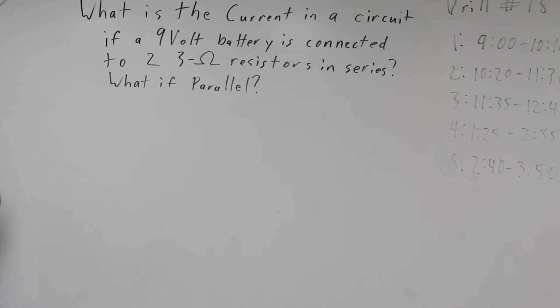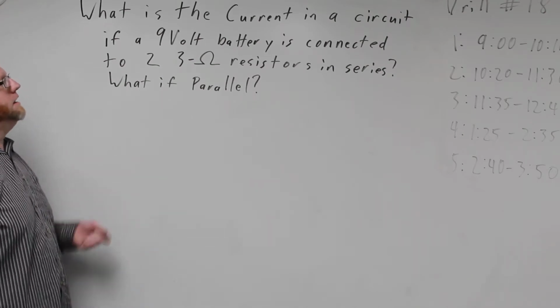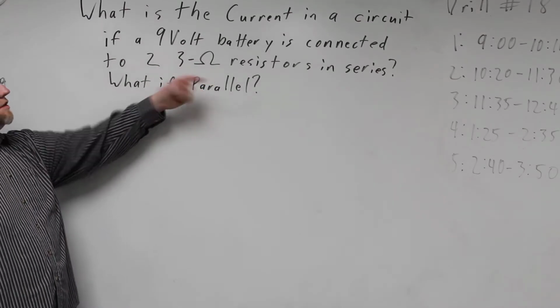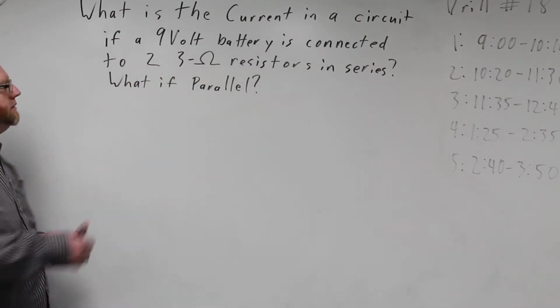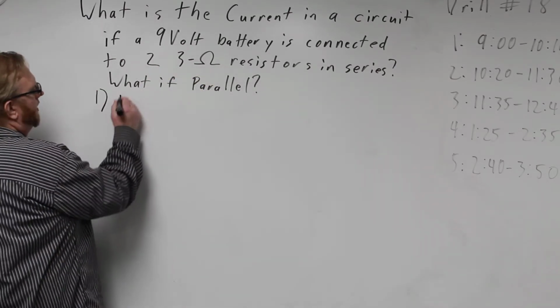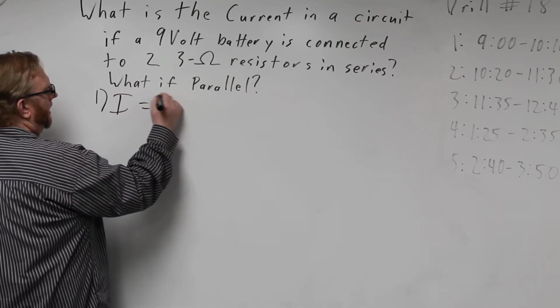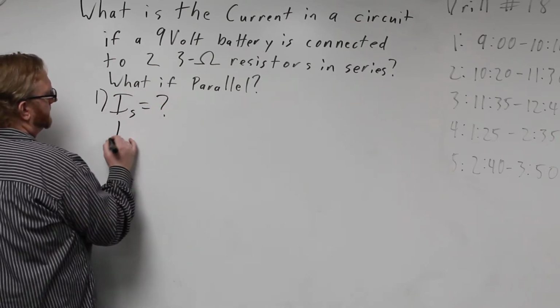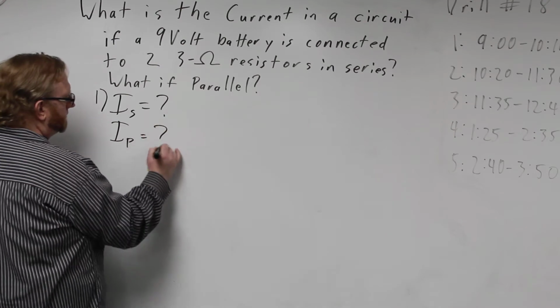So what we're looking at here is the question: what is the current in a circuit if a 9-volt battery is connected to two 3-ohm resistors in series, or what if it's parallel? So what we're looking for is, in both cases, current. There's current for series and there's current for parallel.